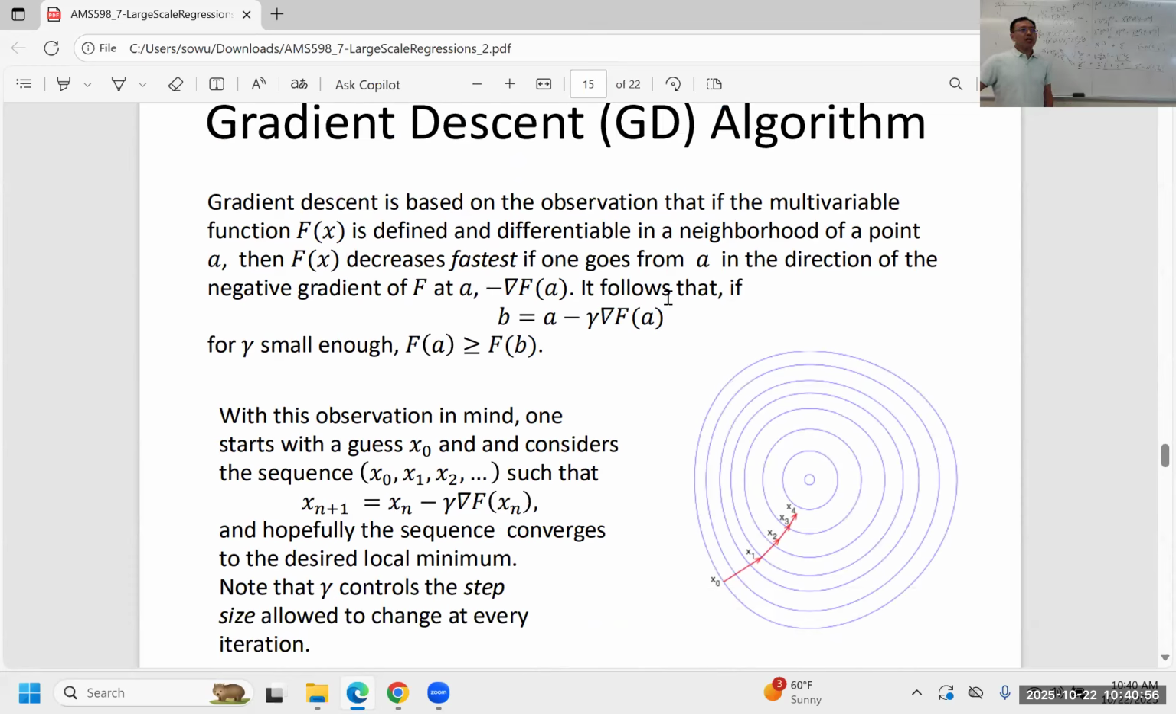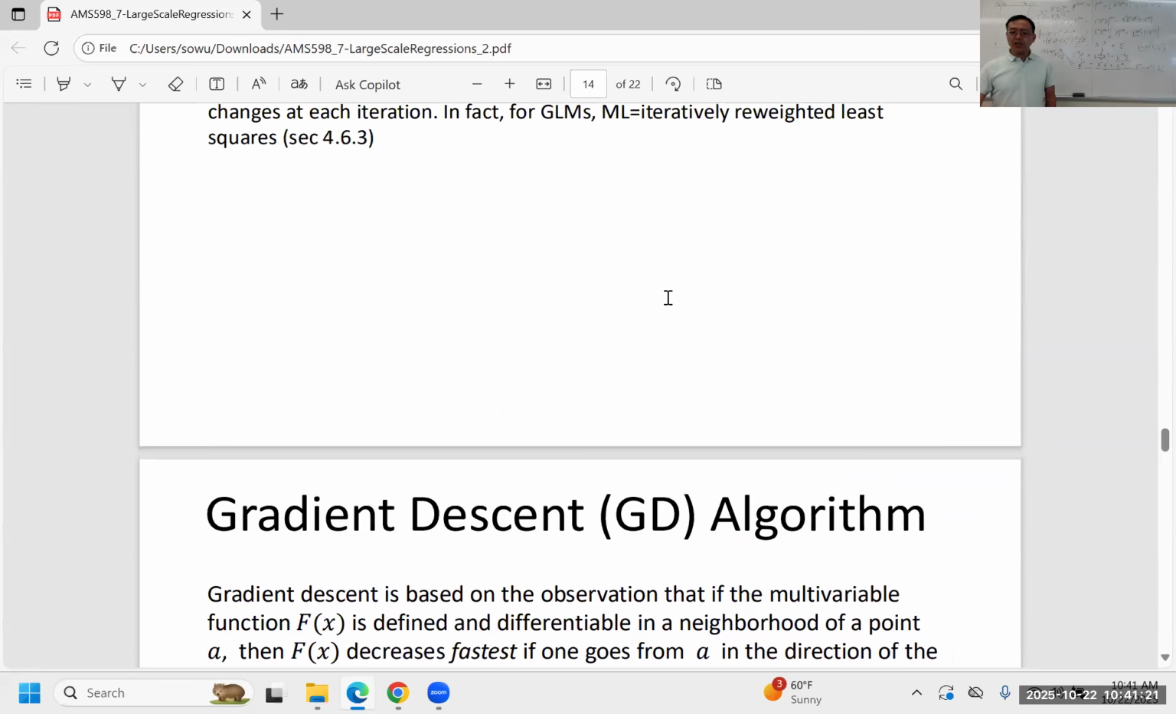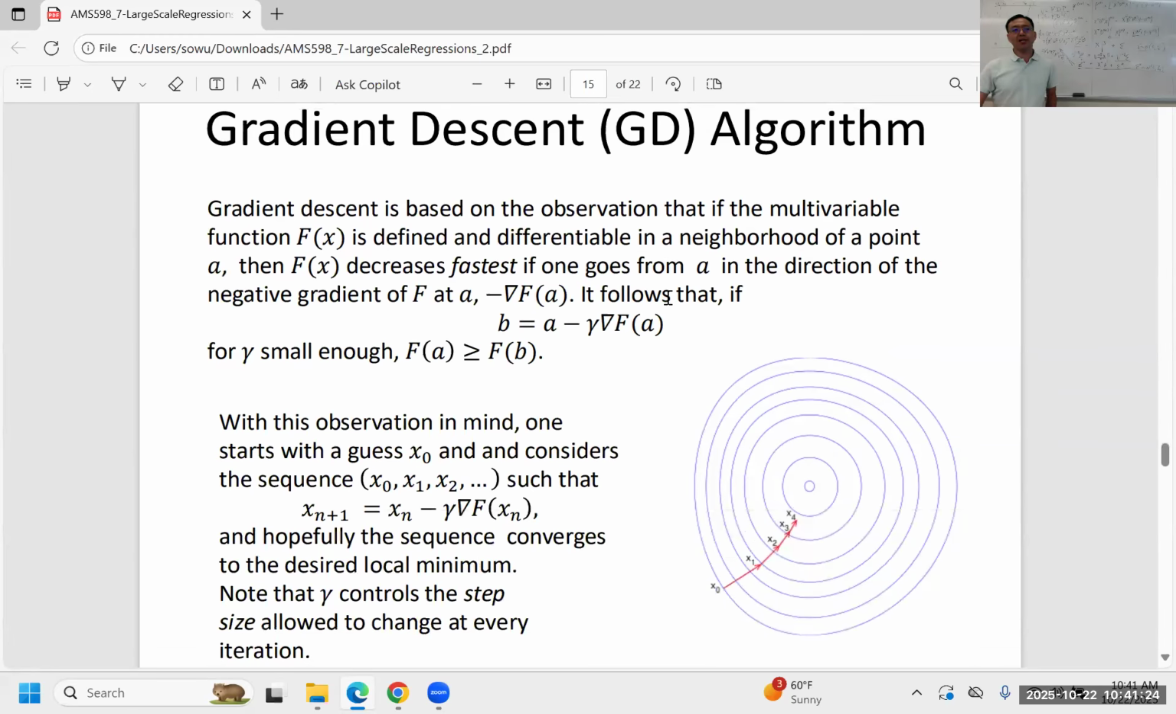For Newton-Raphson, you can pretty much prove it has guaranteed convergence, and second of all, the convergence is very fast. The caveat is you have to deal with the Hessian matrix. Gradient descent is another way. Newton-Raphson is actually a special form of gradient descent, but gradient descent also works.